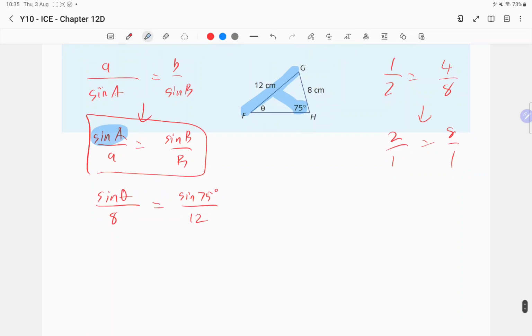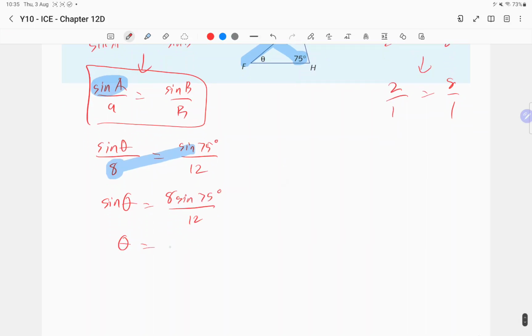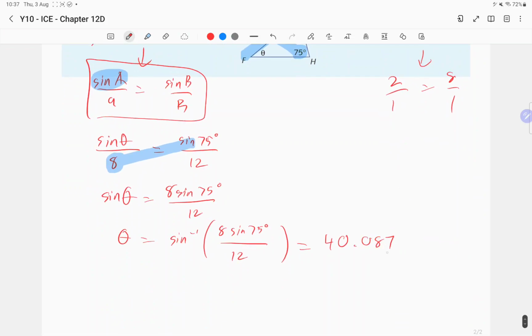Now the reason why I want to keep this angle on top is because I can easily multiply 8 from the bottom to the other side. Otherwise you have to do some flipping, and that would be a bit strange. So sine theta would be 8 sine 75 degrees over 12. And then theta would be inverse sine of that whole expression, 8 sine 75 degrees over 12. Just punch this whole thing into the calculator. The answer should be 40.087, which to the nearest degree is 40 degrees.